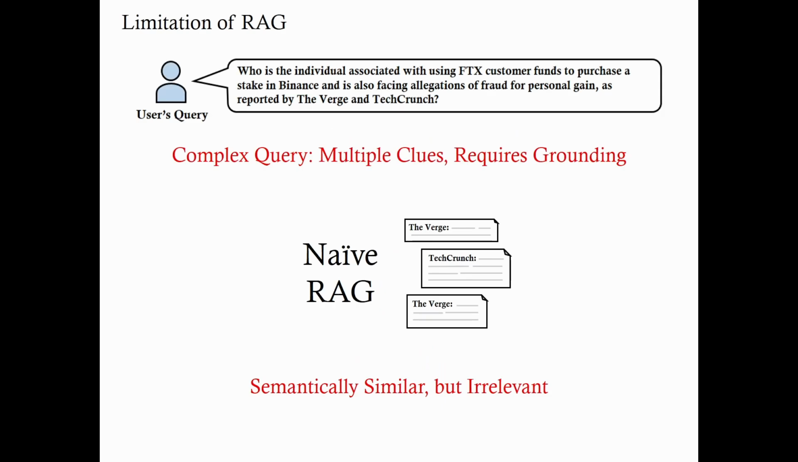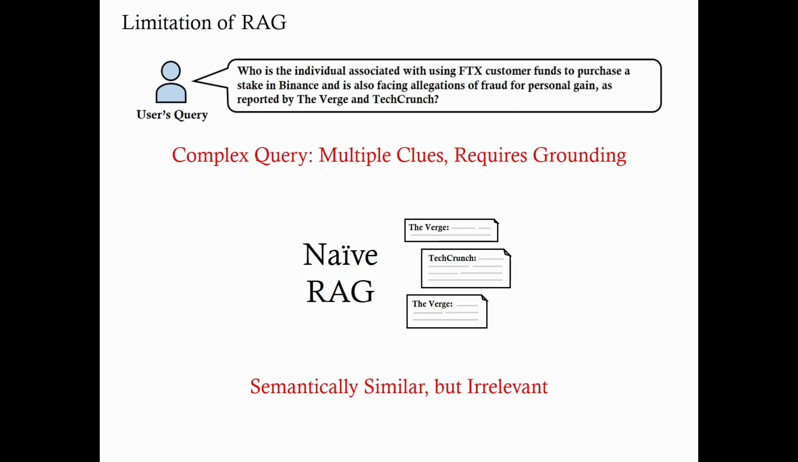Now we will discuss the limitations of RAG, where one presents a system like this with complex queries. For example, as you can see, there are multiple cues and it also requires grounding. In what is known as naive RAG or classic RAG, documents are chunked into little segments of information. They might retrieve semantically similar information, but it might be irrelevant simply because of the limitations of the embedding model and the naive RAG approach.